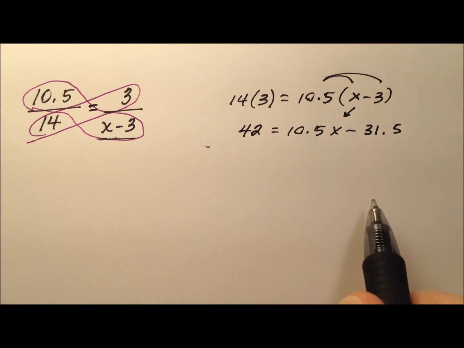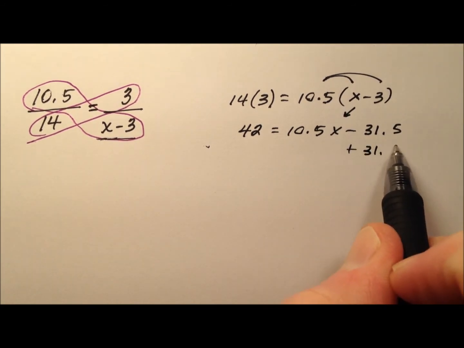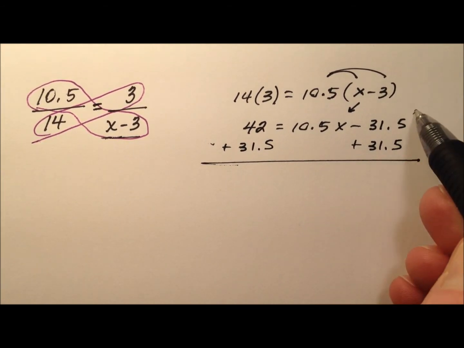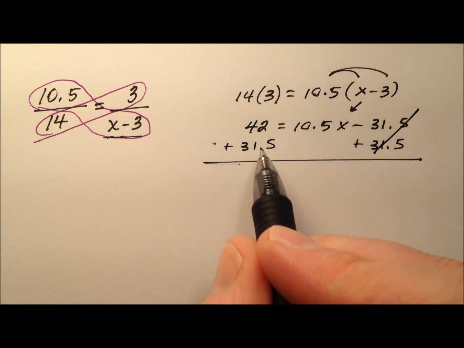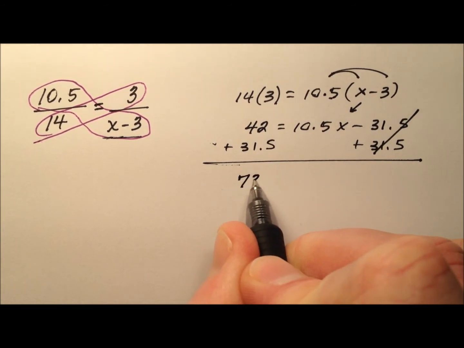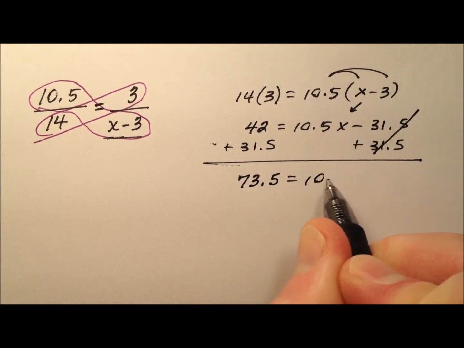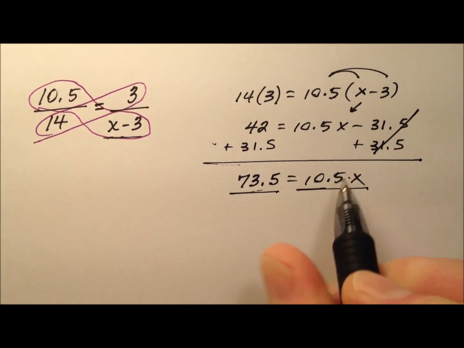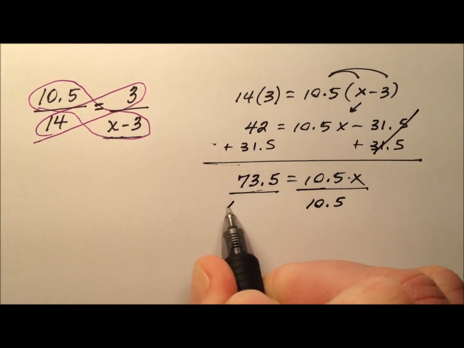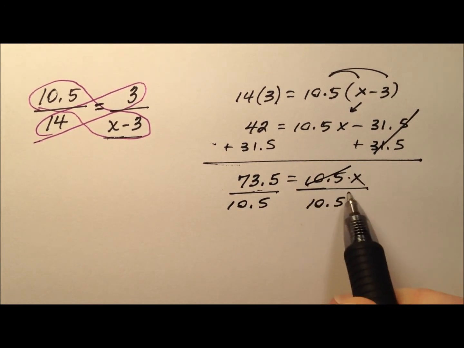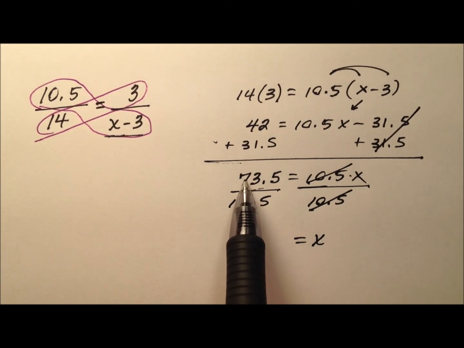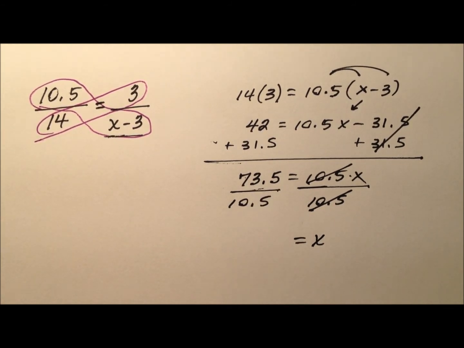So we're trying to solve for this x here, so let's go ahead and add 31.5 to both sides of this equation. So on the right side, of course, those 31.5s cancel. On the left side, we'll end up with 73.5 equals 10.5x. So this 10.5 is being multiplied by the x. So let's do the opposite of multiplication, and divide both sides by 10.5. So the x here is going to be equivalent to 73.5 divided by 10.5.